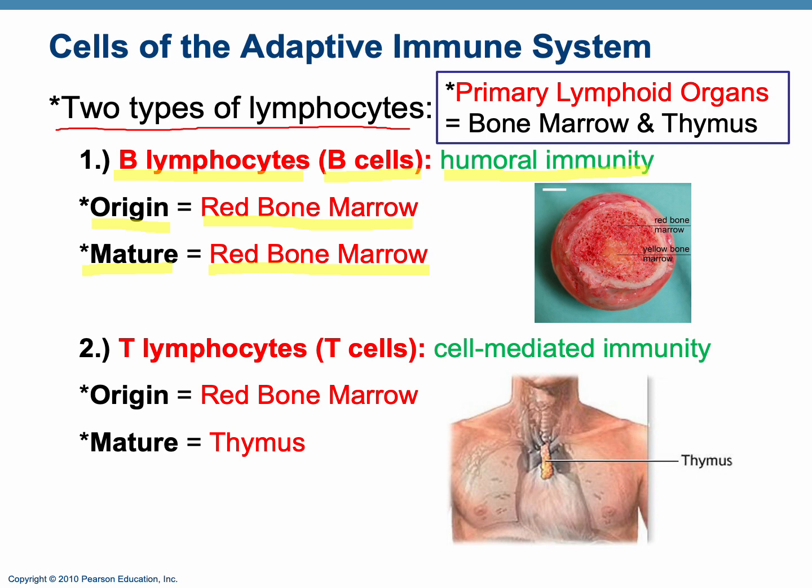The other classification for lymphocytes is T lymphocytes, or T cells. They play a very important role with cell-mediated immunity. The origin of the T cell is the red bone marrow, so the location of production is the same as B cells. But the location of maturation is different. It's the thymus gland, a very important lymphoid organ that we briefly mentioned when we looked over the lymphatic system.